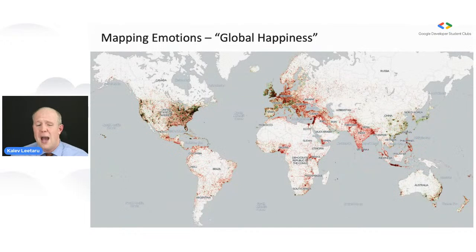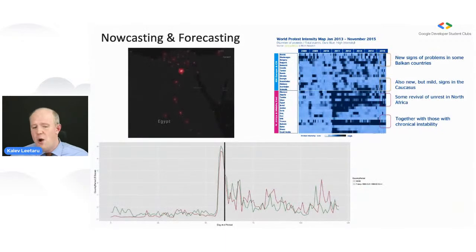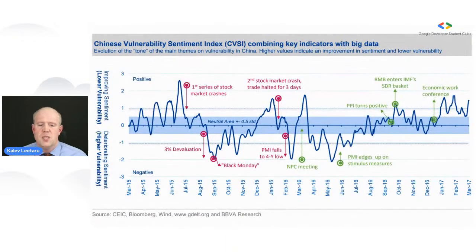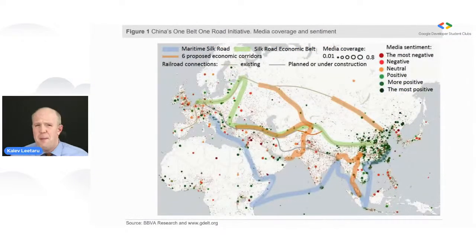We can look at global happiness and emotions. And this is very interesting because we're looking at media. This isn't where people are happy or sad. This is how the world's news media is portraying the world around us. And that's a really powerful thing, to look at the lens through which we see the world around us. Nowcasting and forecasting around the world. We can look at economic impact, so we can see how tone and sentiment and the things that people are focusing on correlate really, really strongly with the real world. We can map out world events and how they're being covered in the media.